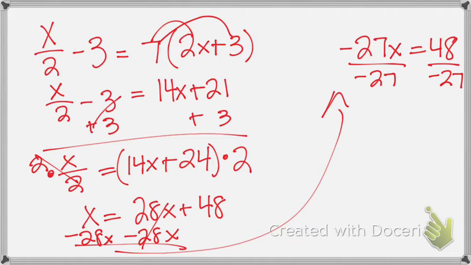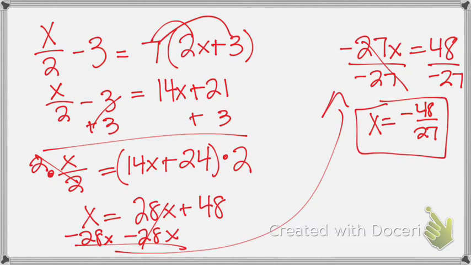Divide both sides by 27. You get a decimal, a very long decimal. So for now, we're going to leave it at negative 48 over 27. Then we worked this one.